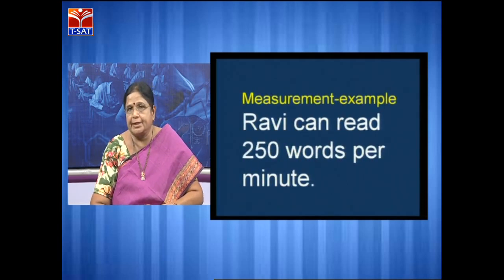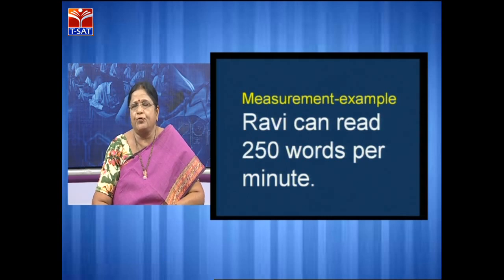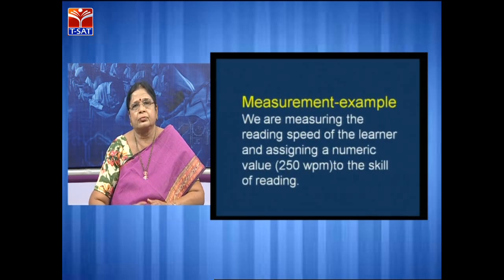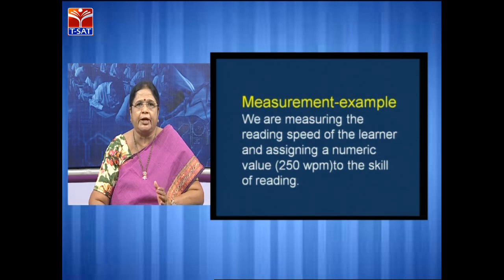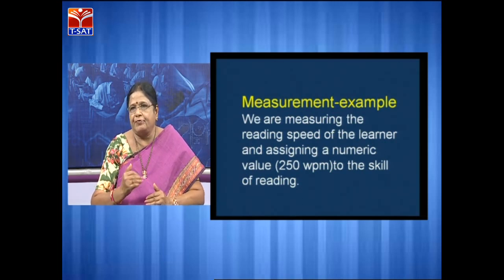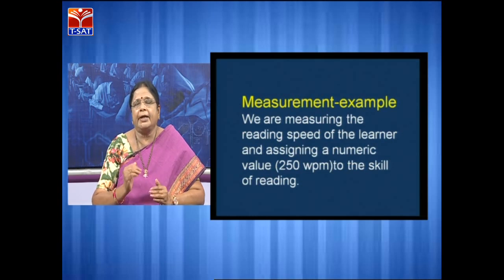Now, let us look at the example of measurement. Ravi can read 250 words per minute. This is the speed of Ravi in reading. Here we are measuring the reading speed of the learner and assigning a numeric value, that is 250 words per minute, to the skill of reading. So, Ravi can read 250 words per minute means his skill of reading is 250 words per minute. So, we are measuring quantitatively, assigning the numeric value for his reading skill.